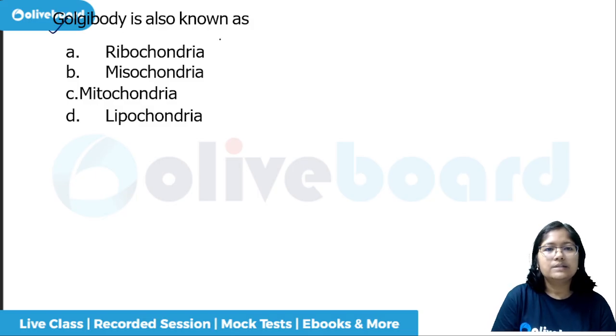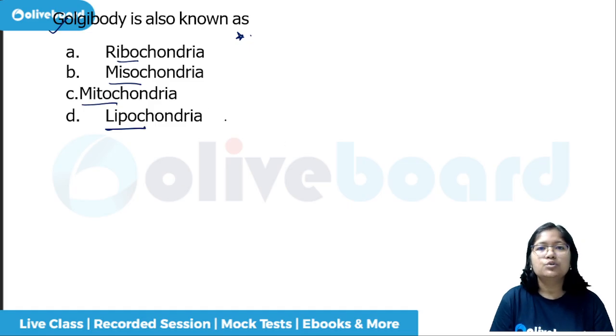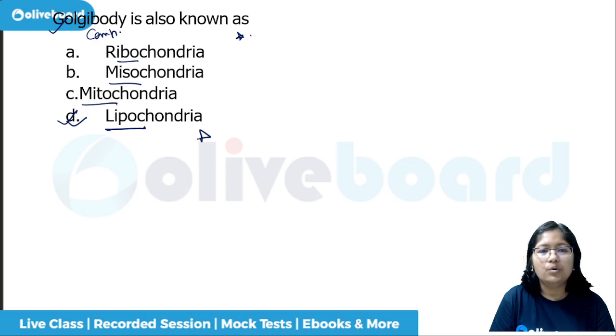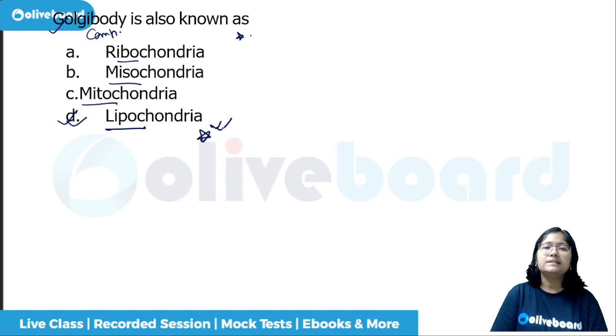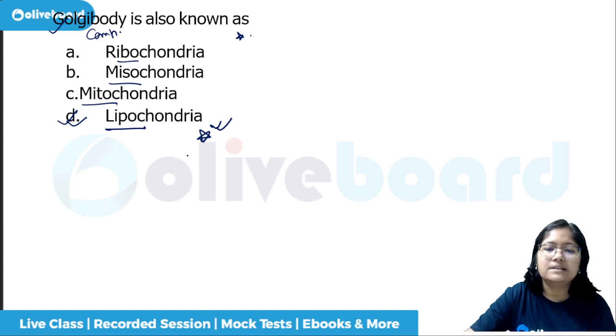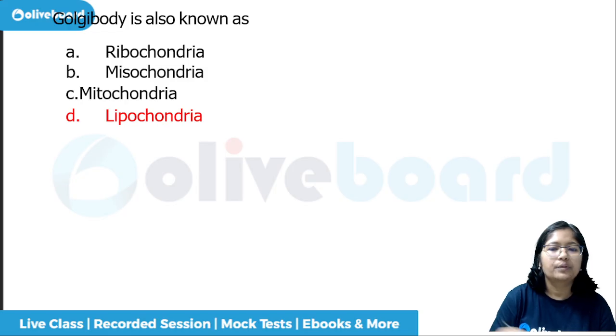Golgi body is also known as ribochondria, mitochondria, or lipochondria? So Golgi body is also known as Golgi complex, Golgi apparatus, and it is also known as lipochondria. D is the correct answer, lipochondria.